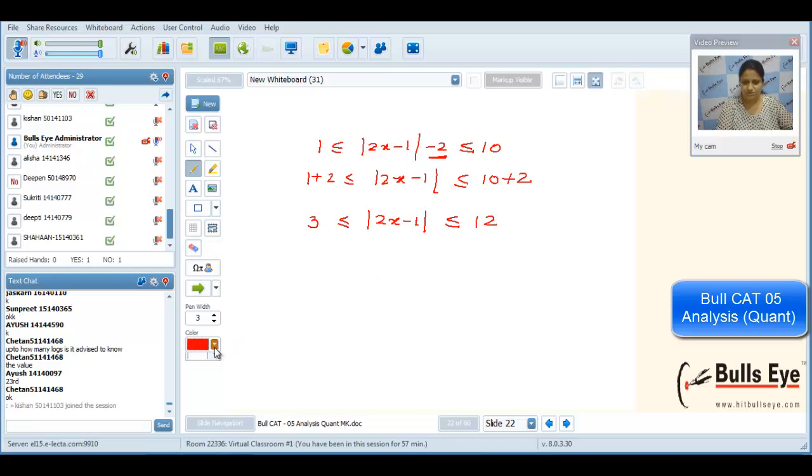Whenever you have a modulus sign, always convert this modulus sign into plus minus sign, we will get this thing. So we will get two inequalities. One is this, and if we take the negative sign, it will give you minus 12 less than or equal to 2x minus 1 minus 3. I think this is manageable for you because that is a very basic concept. Now we will solve it.